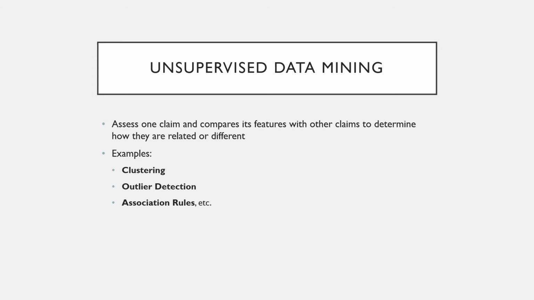Alternatively, there is unsupervised data mining, or learning. With unsupervised learning, you can analyze one particular claim and compare its features with other claims to determine anomalies and similarities. Examples of unsupervised learning methods include clustering, outlier detection, association rules, and again, there are many other methods that we learned or at least heard about during our class lectures.